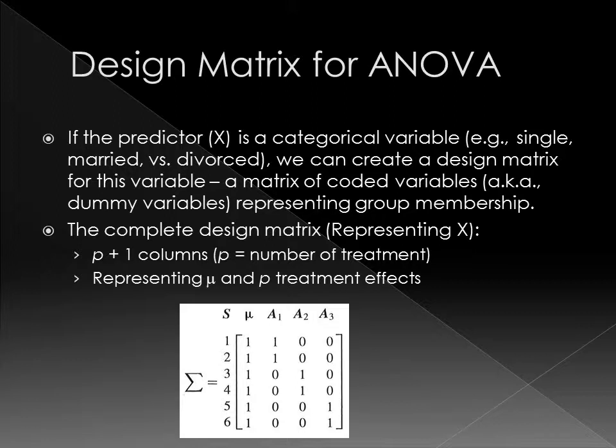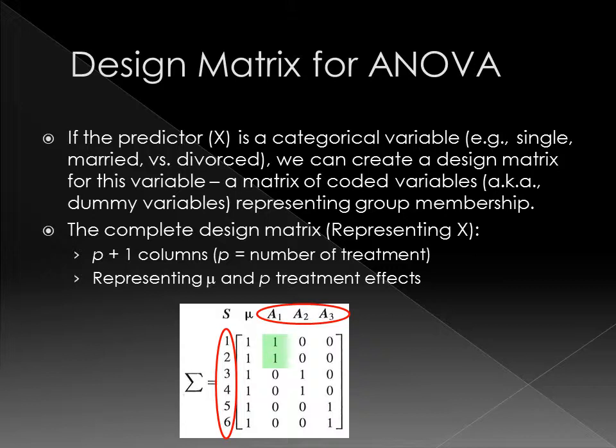P is 3, so 3 plus 1 is 4. We would have 4 columns. On the very left side indicates the subject member. In this case, we have 6 subjects. On the top indicates 3 groups. A1 is the single group, A2 is the married group, and A3 is the divorced group.